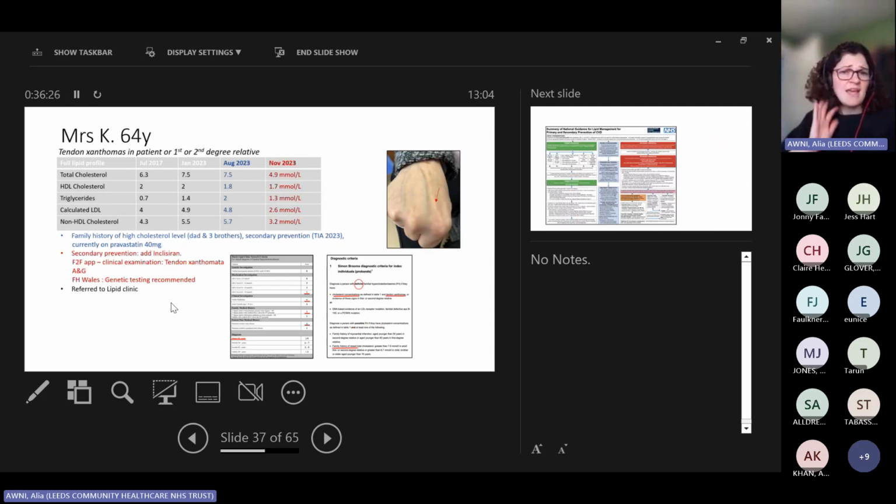When she was having the inclisiran injection, I was having a discussion with her over the phone. I asked, are there any lumps or bumps around the knuckles? She mentioned there is a very small lump on the right hand, and it comes and goes. I said, well, you're coming in for the inclisiran and I'm in the practice that day, so it would be a good opportunity to examine you. I checked the lump. It is normal skin color, mobile, on the tendon, very small, and only on one hand.